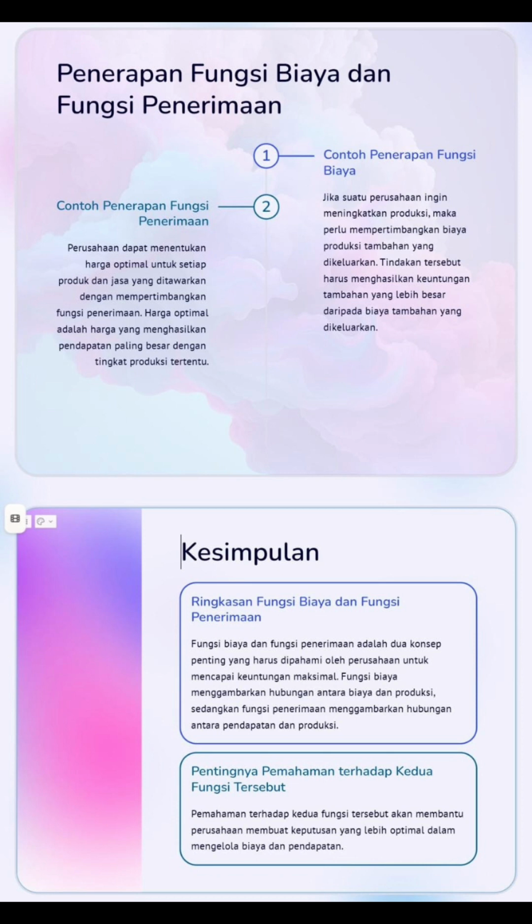The importance of understanding these two functions. Understanding the two functions will help companies make more optimal decisions in managing costs and revenues.